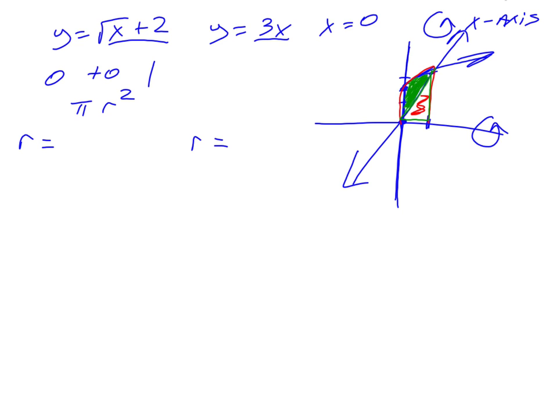All right. So, I need to get my first R ready to go. What's my first R going to be? Square root of x plus 2 minus 0. Square root of x plus 2 minus 0 is correct. Everybody okay with that? What's my second one going to be? 3x minus 0. Very nice. Those are my two R's. Any issues?